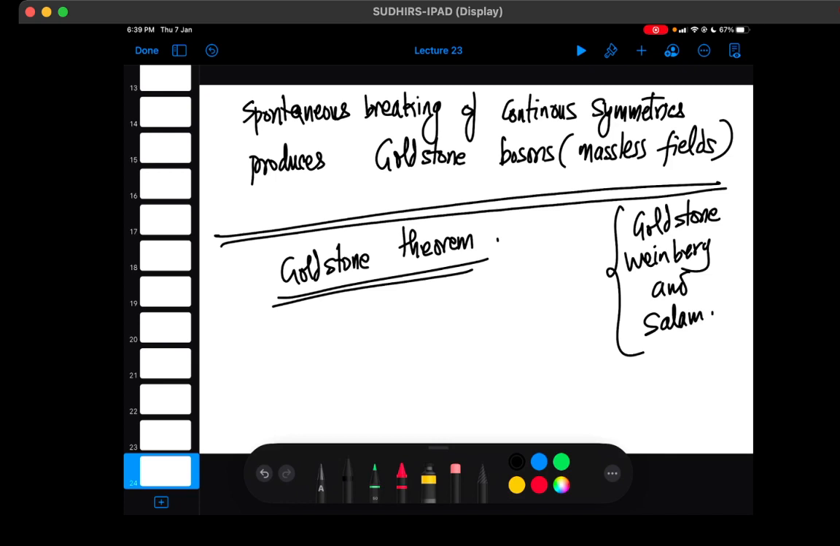So what you have is that whenever there is a spontaneous symmetry breaking of a continuous symmetry, you will have some massless fields associated with this continuous symmetry, and another consequence is that the number of Goldstone bosons is equal to the number of broken generators.